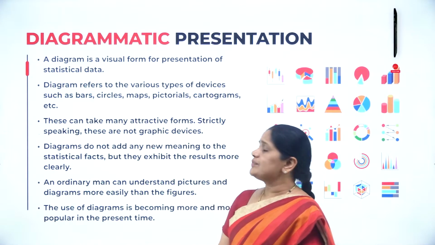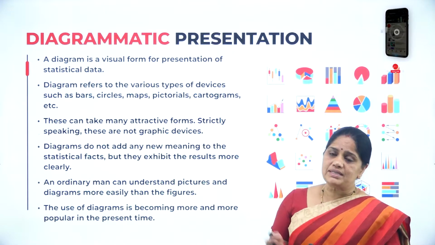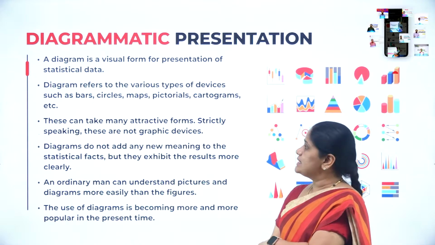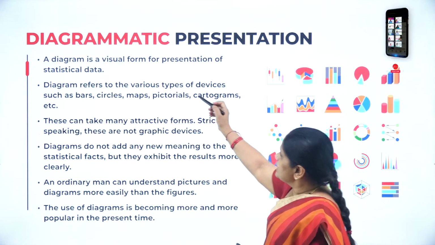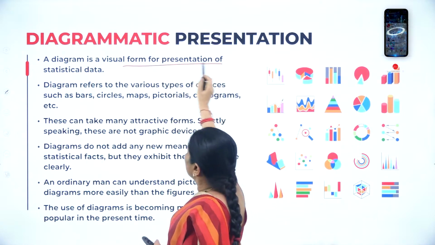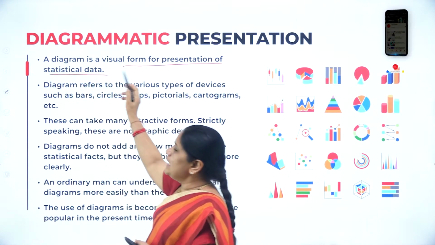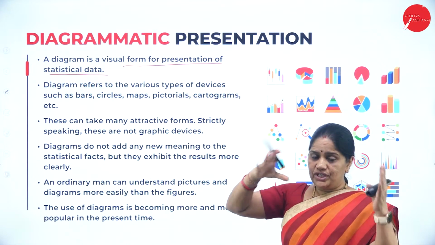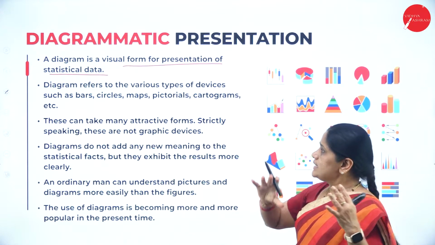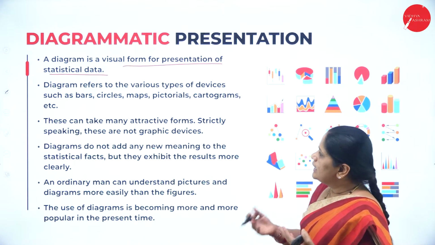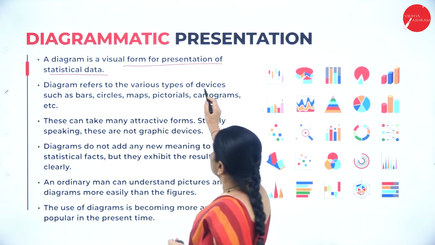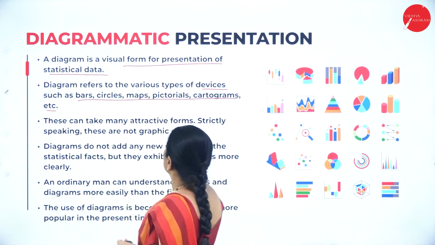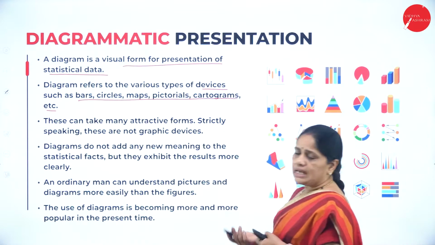Now in this Session 4, we will be learning about diagrammatic presentation. Now what do we mean by diagrammatic presentation? A diagram is a visual form for presentation of statistical data. So when you are presenting the data in a visual form, we call it a diagram. So a diagram refers to the various types of devices such as bars, circles, maps, pictograms, pictorials, cartograms, etc.